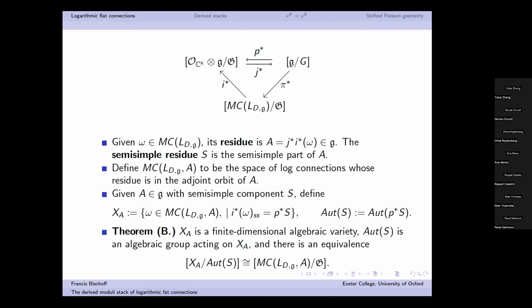These are equivalent. Yes? I just want to ask about the word residue. Because residue of a differential is an invariantly defined thing.